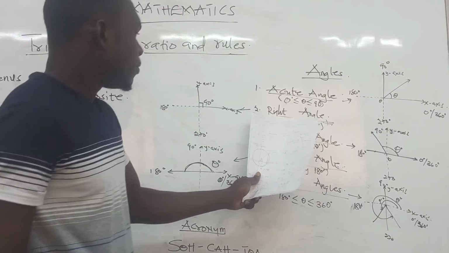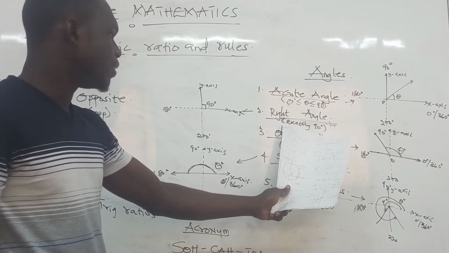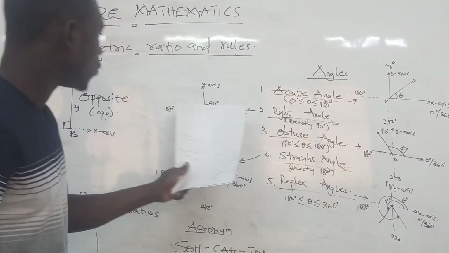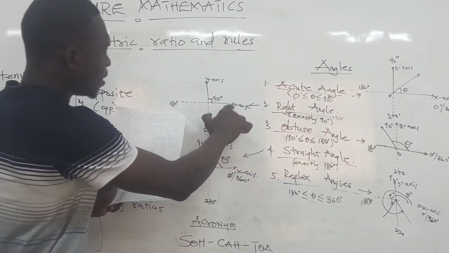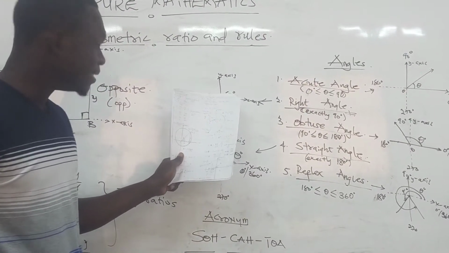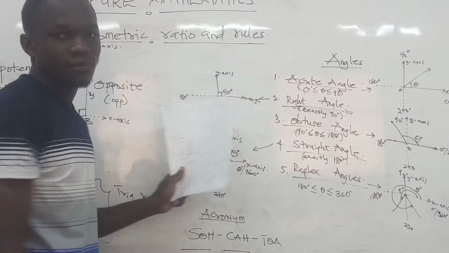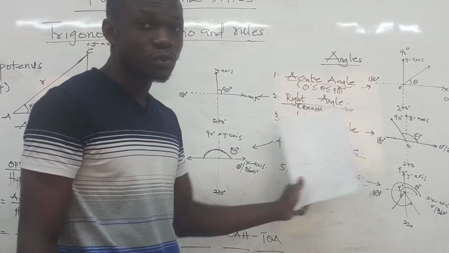We can talk about the right angle. The right angle is exactly 90 degrees. So if we consider this diagram, with the x-axis and the y-axis, there is an angle forming, and it is exactly 90 degrees over here. That is a right angle.